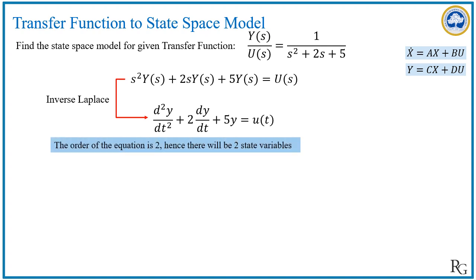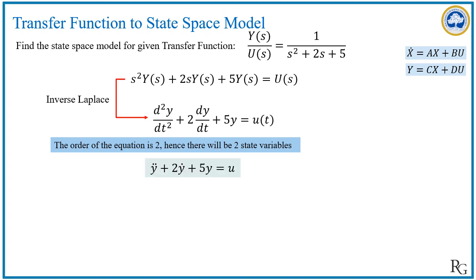Then we know that the order of the equation is 2, so there will be two state variables. So ultimately, how many equations do we have to find out? We have to find out three equations to represent the complete state space model. Two equations for the state variables that will correlate the differentiation of a state variable with the other parameters, and one equation for the output.